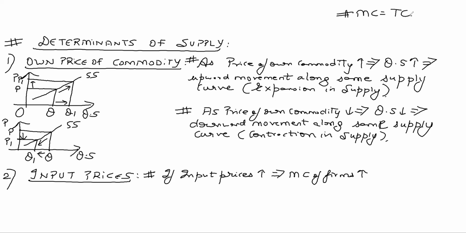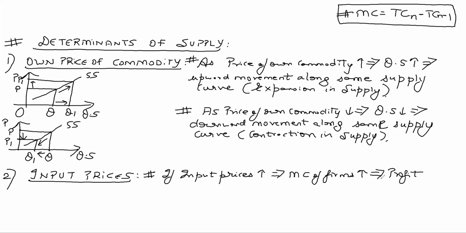So marginal cost is nothing but TCn minus TCn-1. Or if I say this in words, marginal cost is the additional cost from producing one more unit of a commodity. If you produce an additional unit of a commodity, how much extra it is going to cost you is the marginal cost. So very simple, if input prices go up, marginal cost goes up. If marginal cost goes up, profit margins go down.